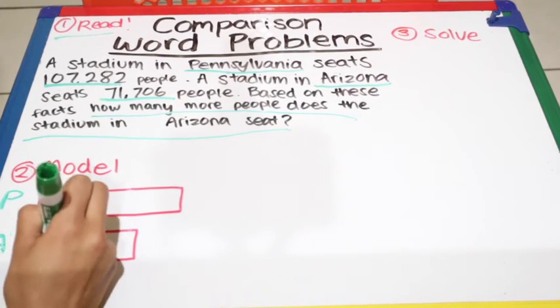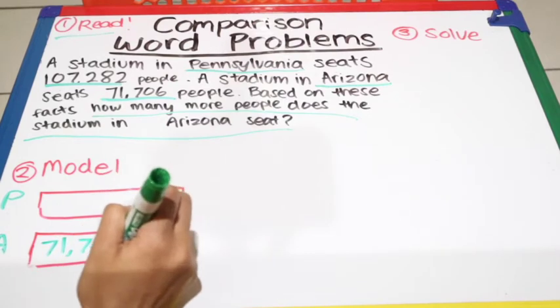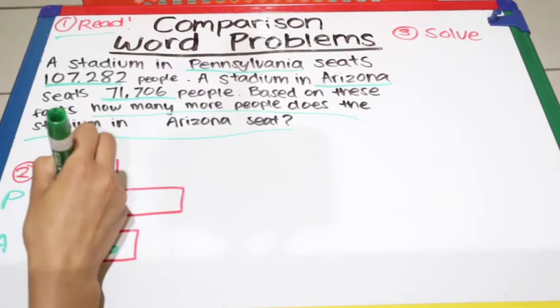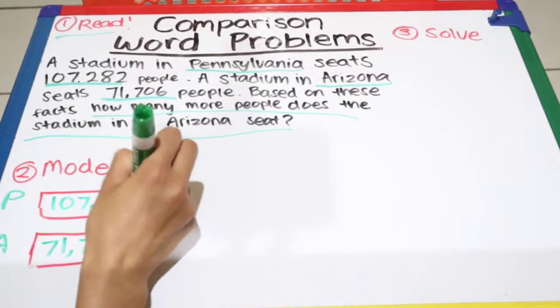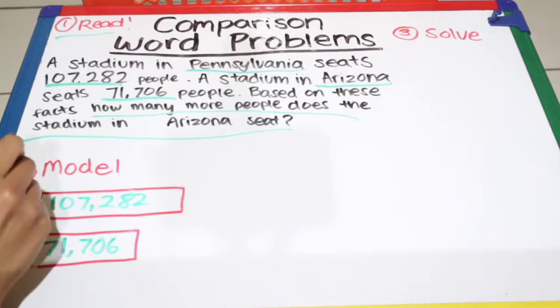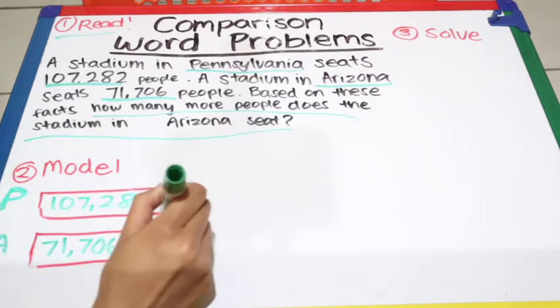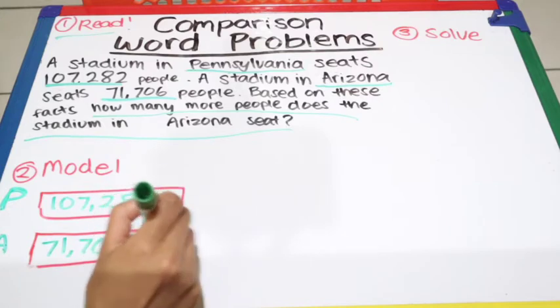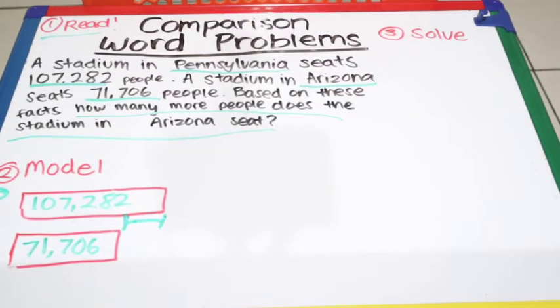So let's write 71,706 and 107,282. And I want to know how much more this Pennsylvania stadium seats. So it's going to have this much more. I want to find this value right over here, this section. Okay, to do that, we can go ahead and solve using subtraction.